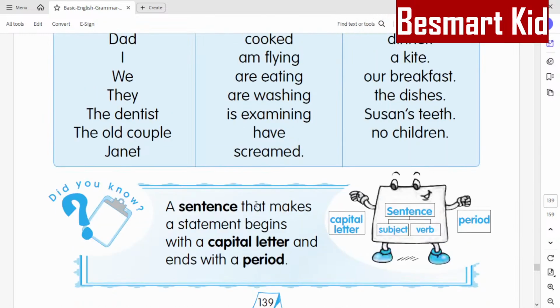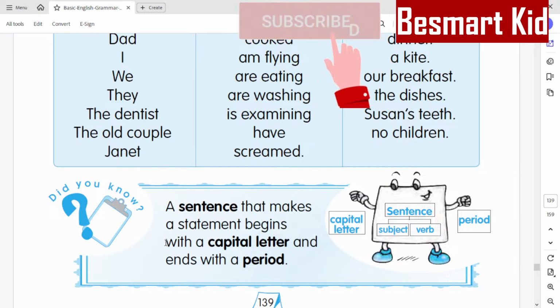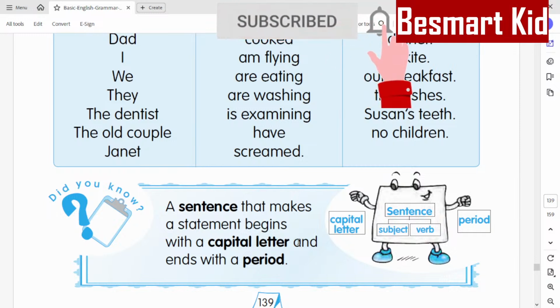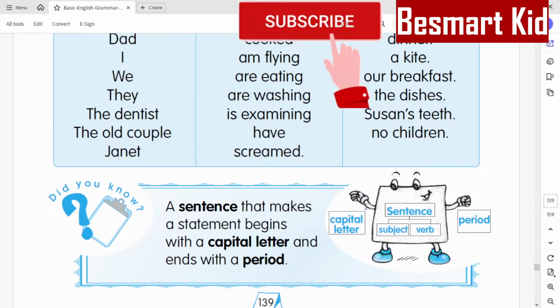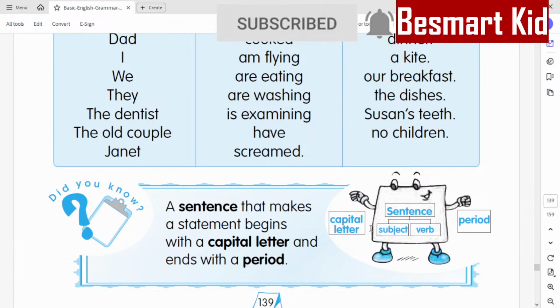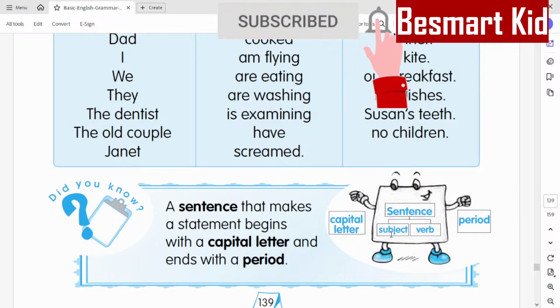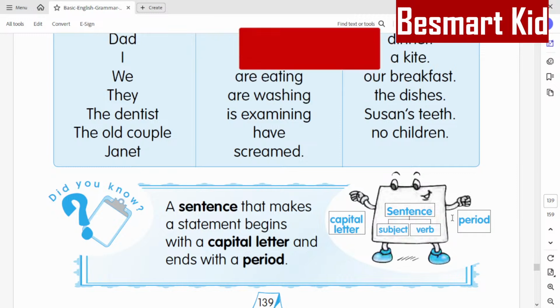A sentence that makes a statement begins with a capital letter and ends with a period. First, we have a capital letter, then the sentence, subject and verb. Last, we have a period.